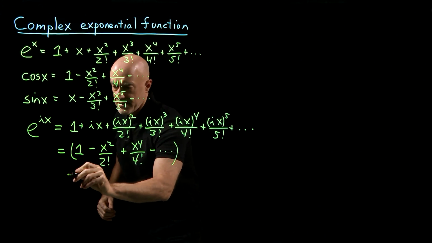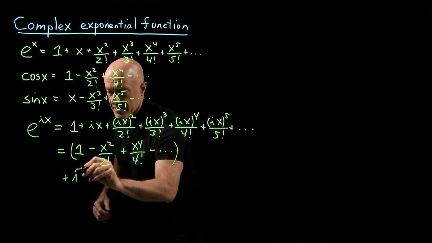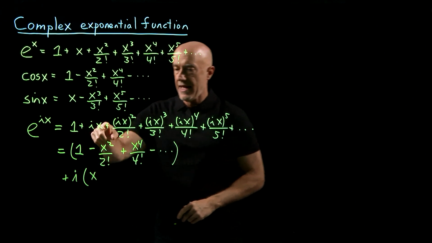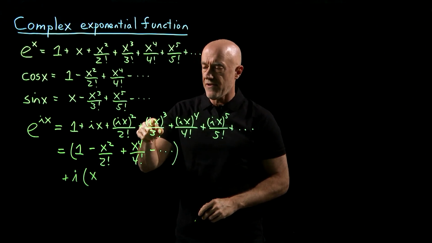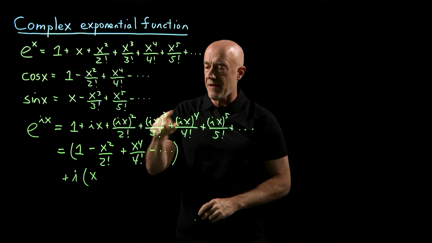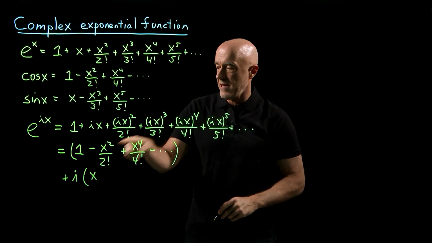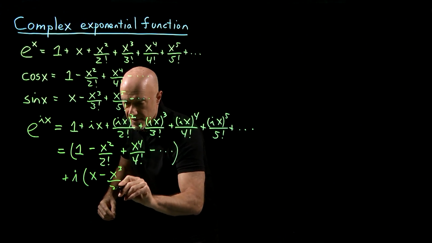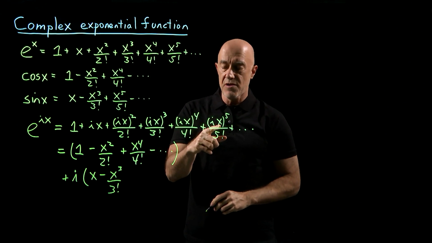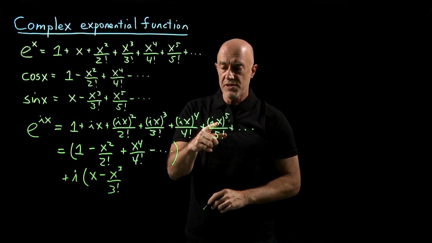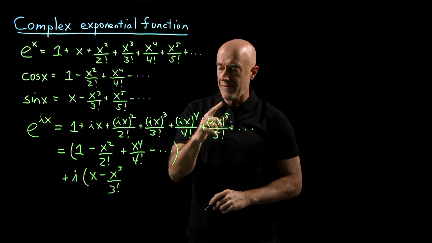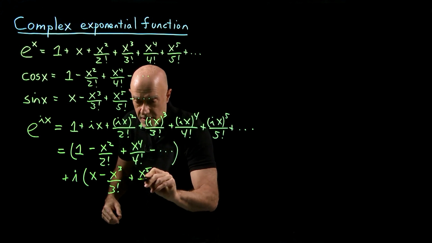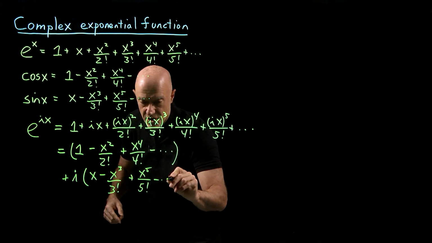Then the second piece has a multiplication by i. And what will that be? The leading order term will be x from ix. The next term will be from i cubed. So i cubed is i times -1. So that will be i times -1. So that would be minus x cubed over 3 factorial. The next term will be i to the 5th, which is i to the 4th, which is 1, times i. So it's plus i, so it's plus x to the 5th over 5 factorial, and then so on.